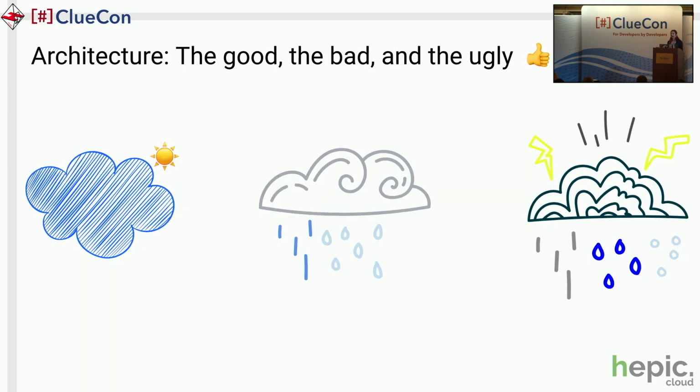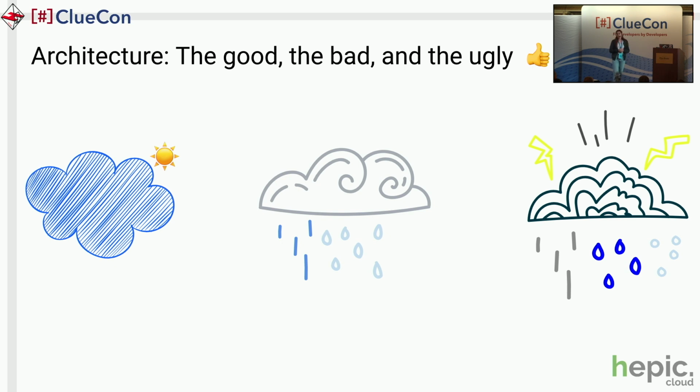And finally, we will arrive at the juicy part of today's presentation, which is architecture. Because you may be thinking, well, it's a new product and we are on version 2. Why? Well, the reason for that is because we made some mistakes when defining the architecture of Hepic Cloud. And those mistakes led to product instability and, down the line, resulted in an architecture redesign.